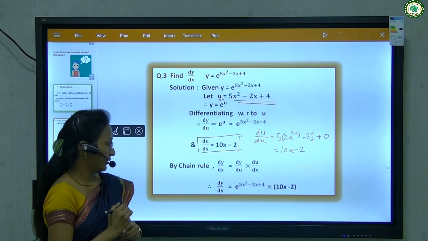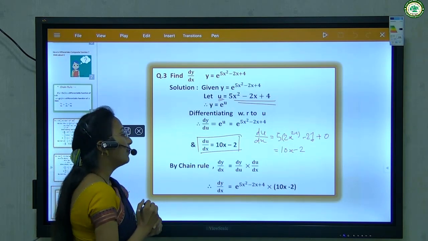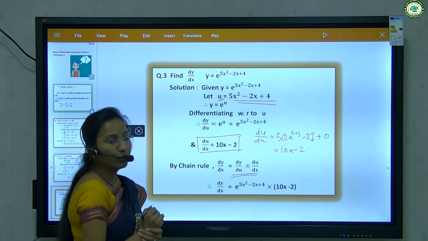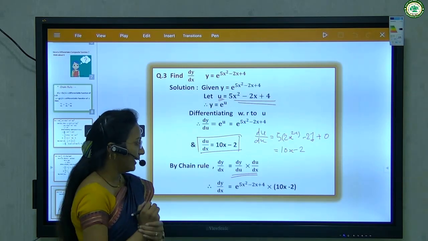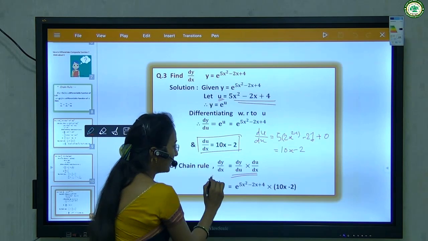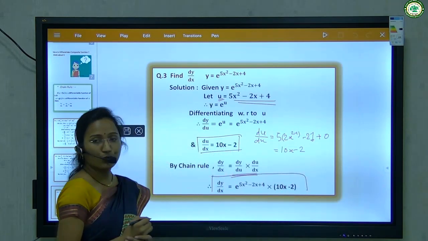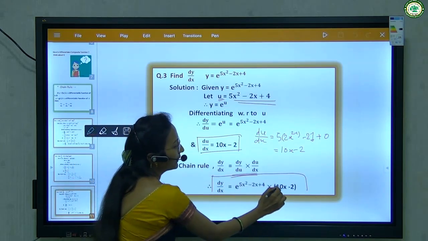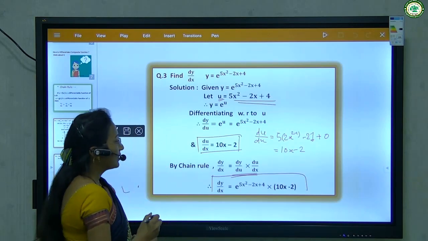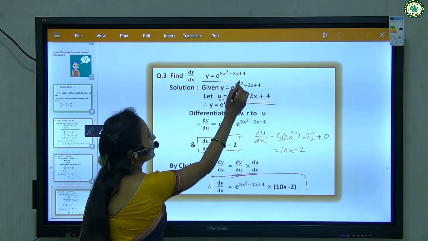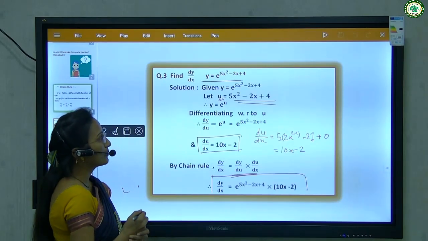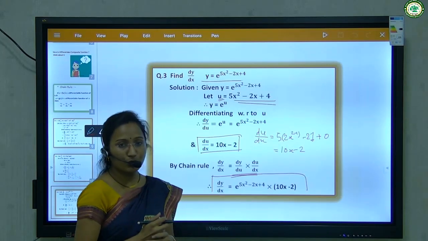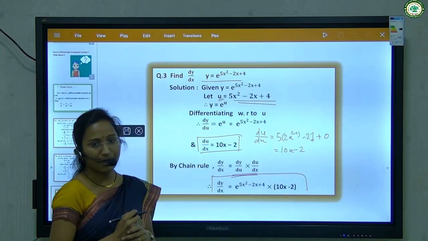Now apply the chain rule. By the chain rule, dy upon dx is equal to dy upon du into du by dx. Now put the values of dy upon du and du by dx. Here we get dy upon dx is equal to e raised to 5x square minus twice x plus 4, into, sign as it is, 10x minus 2. This is the solution. Our function is e raised to 5x square minus 2x plus 4, and the derivative of that function becomes e raised to 5x square minus 2x plus 4 into 10x minus 2.